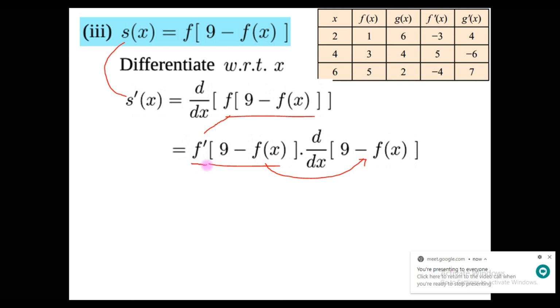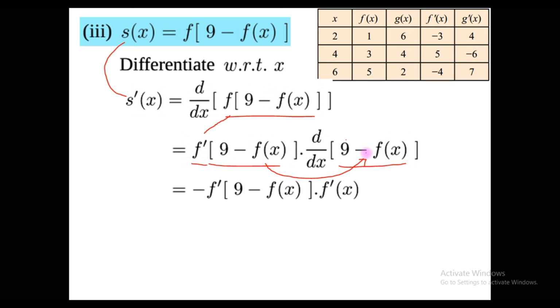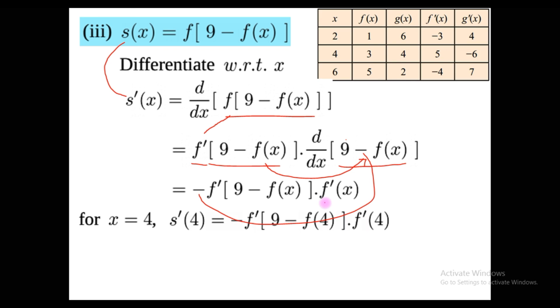See, now this term is f dash, not f. What is the derivative of the inside part? Here 9 being a constant, the derivative of 9 is 0, so leave that part. And the derivative of minus f of x is, this negative sign is kept as it is, and the derivative of f of x is f dash of x.